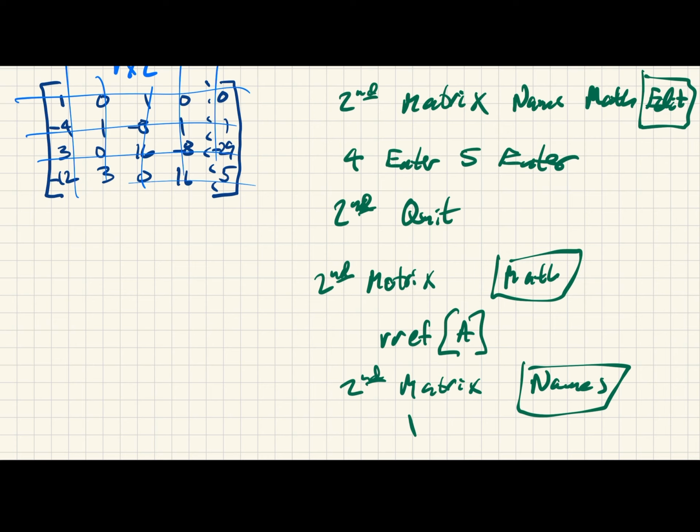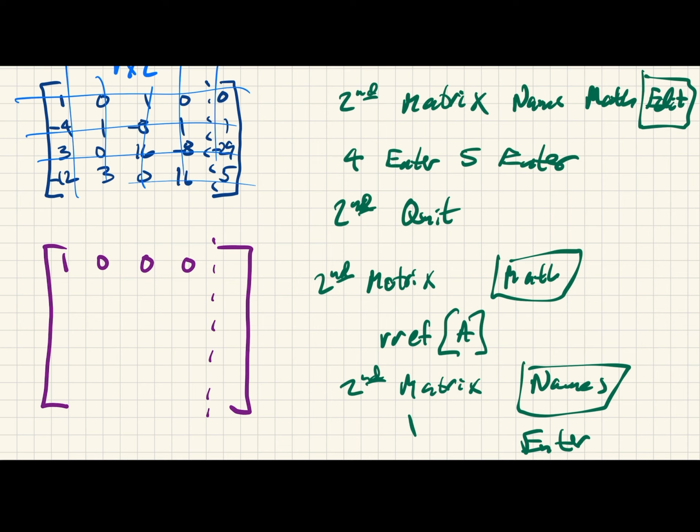Okay. Now, you should be able to hit enter and get your row echelon form. So now, let's do that. So now we should have 1, 0, 0, 0, and then a number over here. And please tell me what that number is.